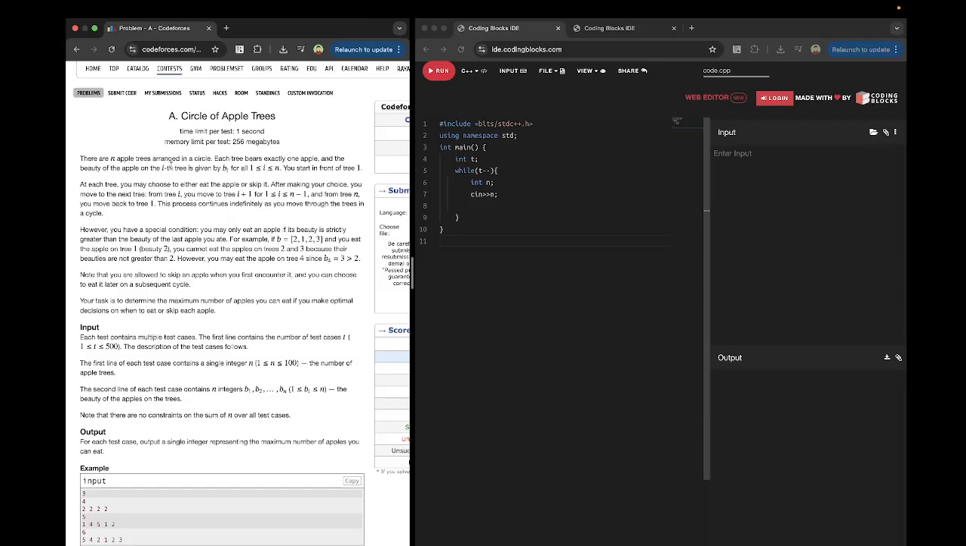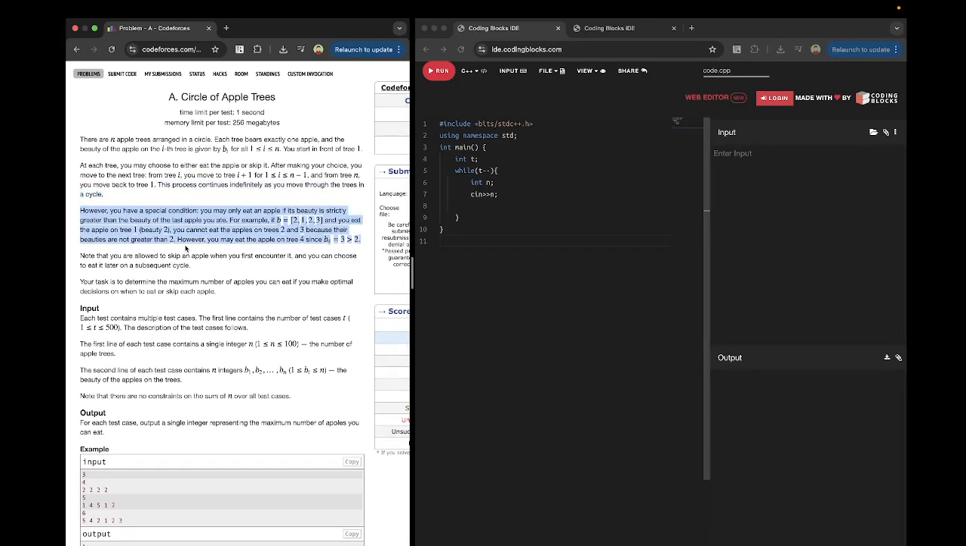There are n apple trees arranged in a circle. Each tree bears exactly one apple, and the beauty of the apple on the ith tree is given by b_i. Start at the front of tree one, to either eat the apple or skip it. And from tree n, you move back to tree one. Of course, you are in a circle, so you would do that.